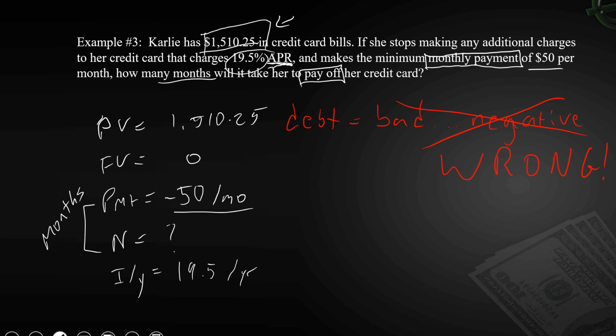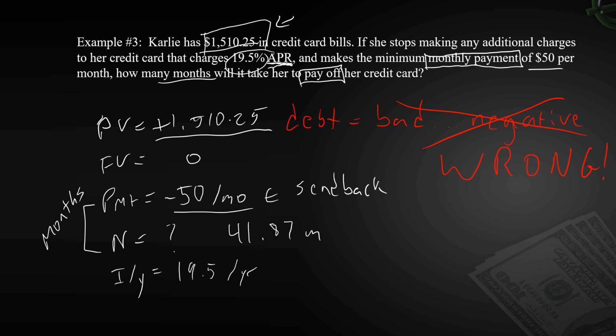Because this money came from the credit card company to her and she used it to buy things, it came from the credit card company to her wallet, that makes it positive. So she received $1,500 up front. She's going to send back $50 a month. How long will it take her to pay it off? If you put that in your calculator correctly, you should get 41.87 months. So that's how you do that problem.